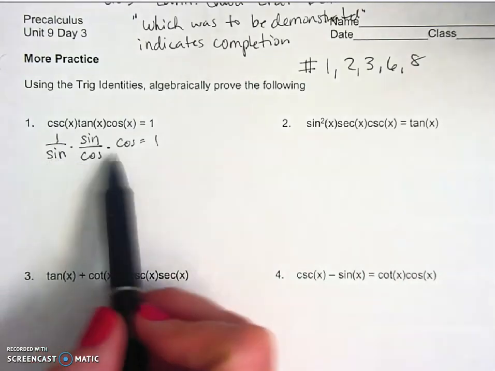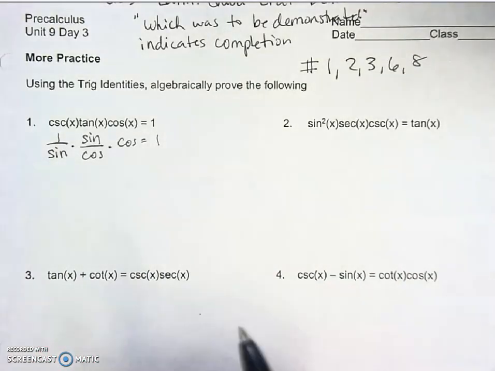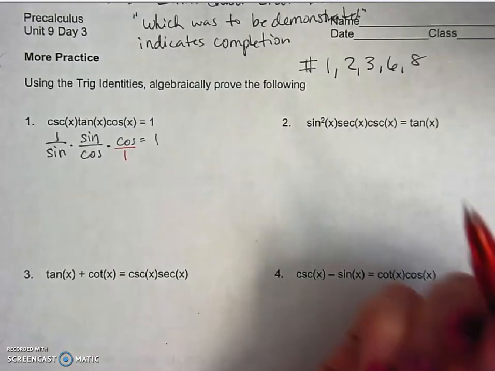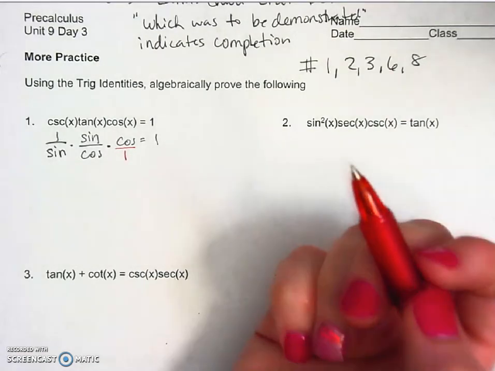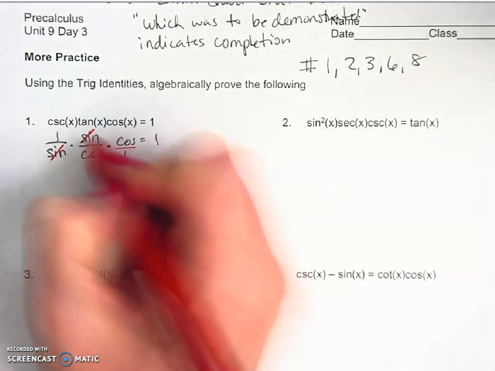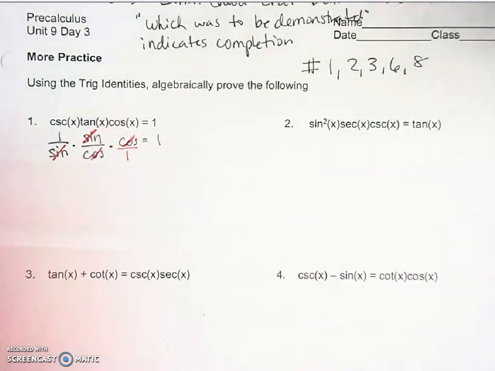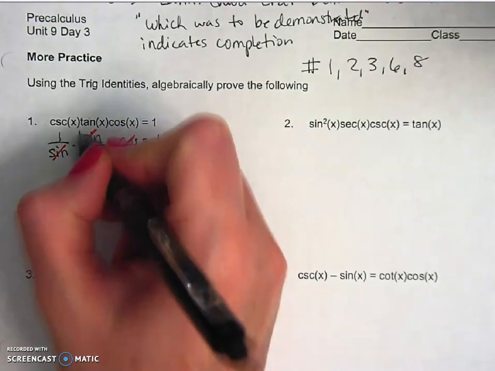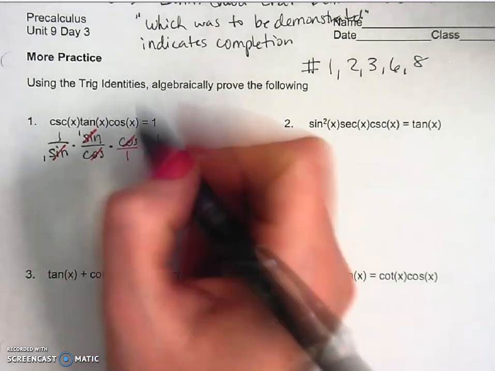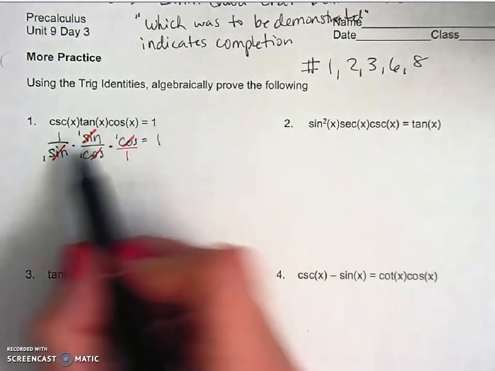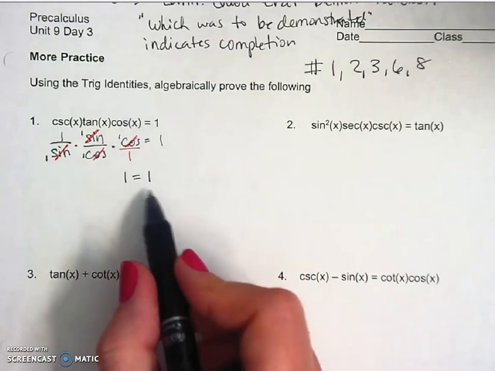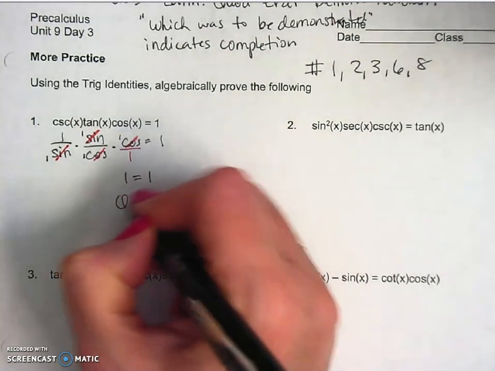Now, since these are all being multiplied, we can cancel numerators and denominators that match. So this cosine is really over 1, so things that match numerator and denominator are sines and cosines. And then when we cancel things, remember they're really simplifying to 1, because anything divided by itself is 1. So we leave all these 1's behind, and when you multiply them all, you get 1. And is it true that 1 equals 1? Yes.